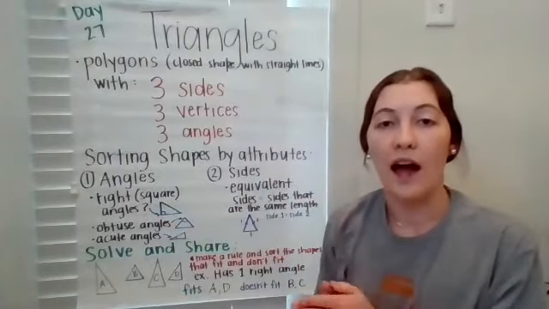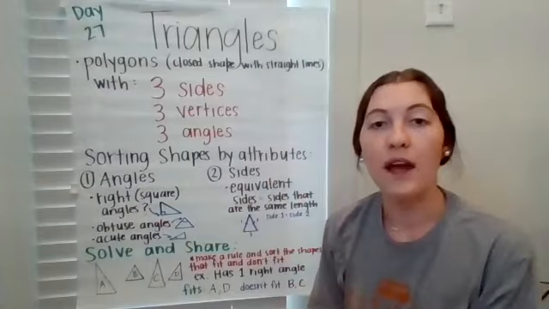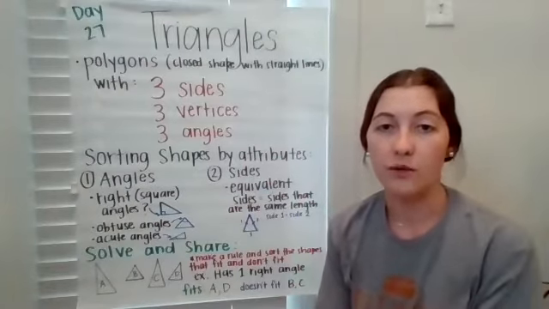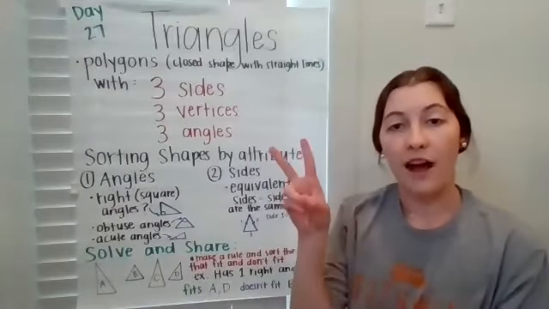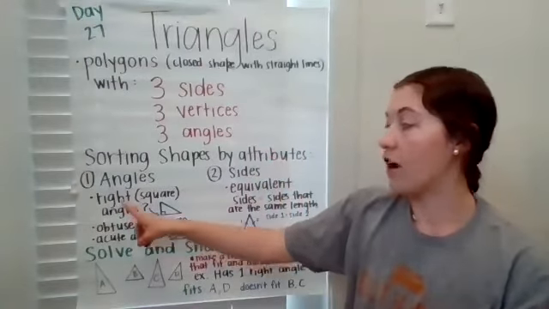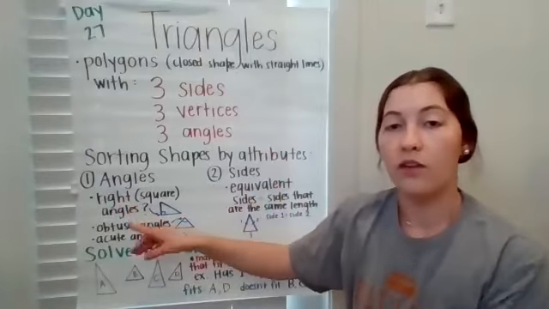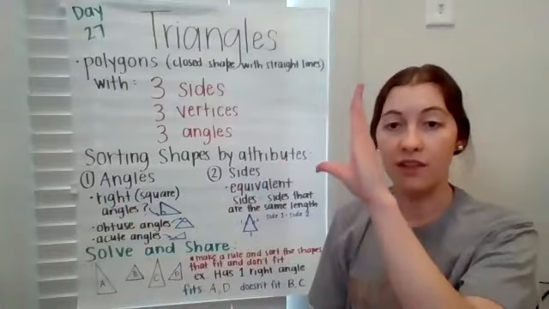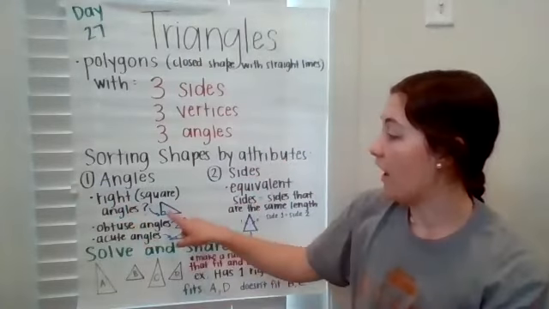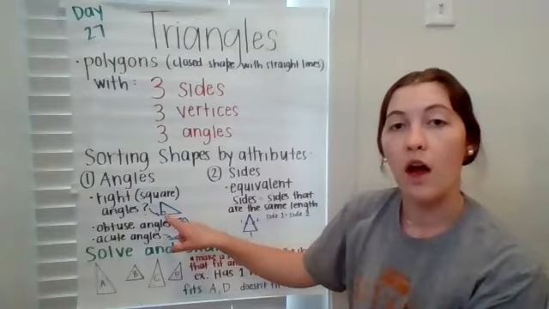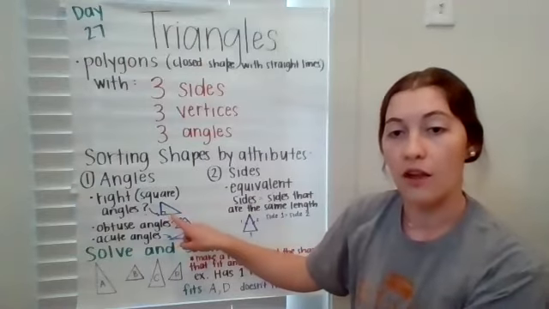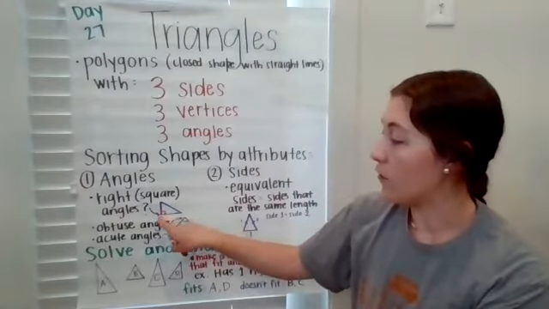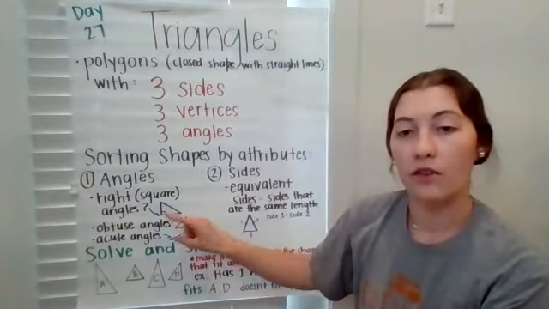So when you are looking at your Solve and Share today, it's going to be asking you to sort shapes based on their attributes. And so when you're sorting shapes based on your attributes, you can look at the angles or the sides. So for the angles, you can look and see if there are any right or square angles. So any angles that look like a square, those are going to be your right angles. That's 90 degrees. And so you can check as one of your ways to sort based on whether they have any right angles or not. So maybe they have 0 right angles or 1 right angle. So there's a triangle with a right angle. We can normally see it by drawing a little square in the corner.